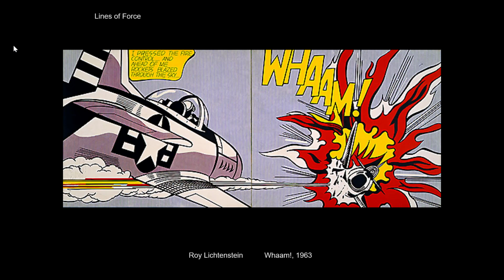There's a special kind of line that we call lines of force, and those are basically the kinds of lines that show the directions of the explosions of shrapnel, or even the line that's coming out of the rocket that originally was shot by the pilot. So we are relying in a lot of ways on comic book conventions. We're using these lines to indicate how things are moving around.